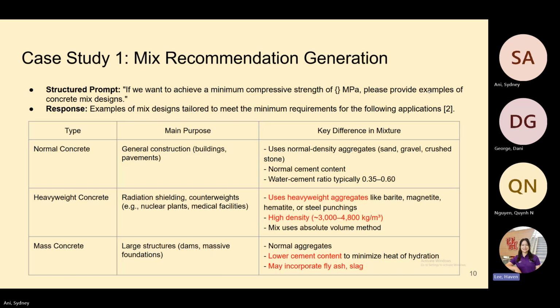So using these datasets, we explored three use cases. The first use case involves generating mix recommendations for different applications. By following the ACI standard practice for selecting proportions for normal, heavyweight, and mass concrete, ChatGPT can generate corresponding mix designs when the compressive strength requirement is provided. The table shown summarizes the ACI standard practices applied for this purpose.